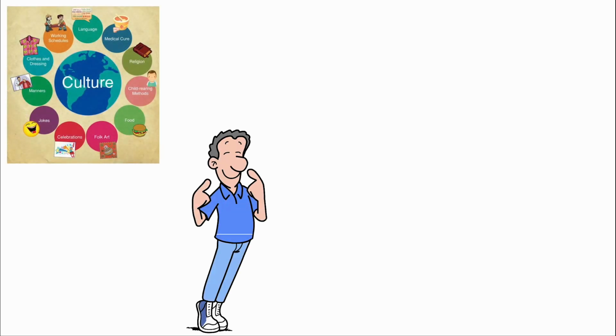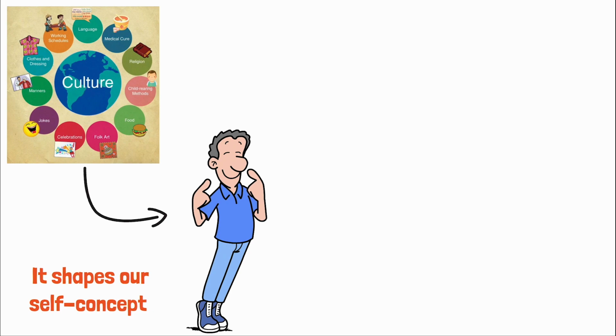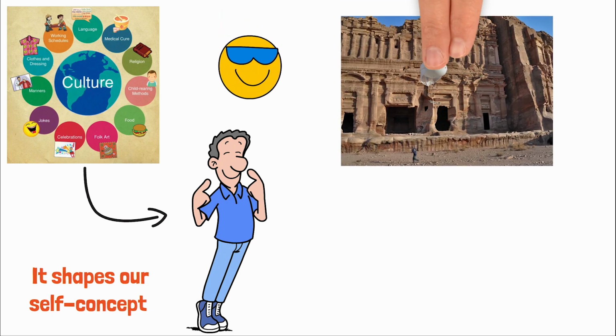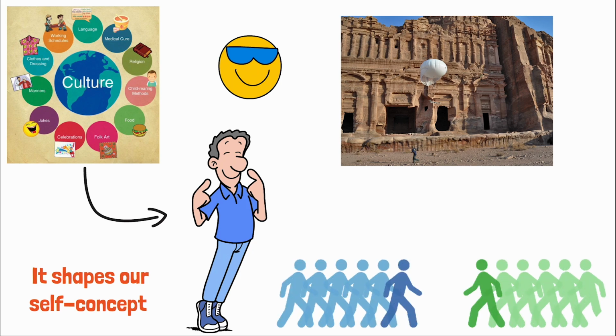One of the fundamental aspects of culture is its ability to provide a sense of identity and belonging. It shapes our self-concept and informs us about who we are and where we come from. Culture can serve as a source of pride, connecting individuals to their heritage and history. Conversely, it can also be a source of tension and conflict when different cultural groups interact, leading to misunderstandings or clashes of values.